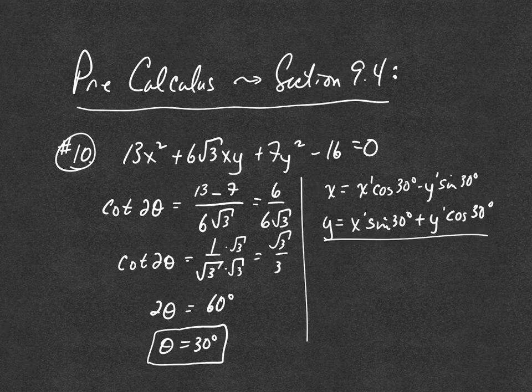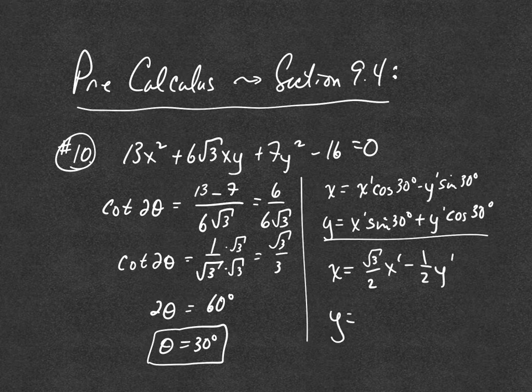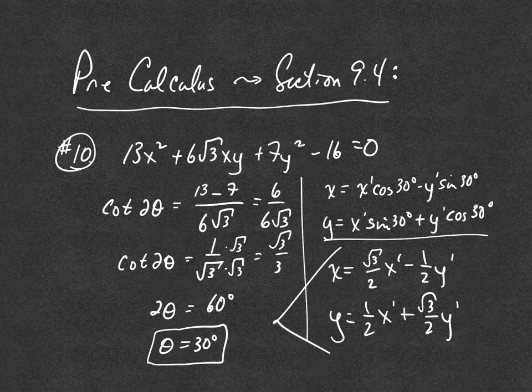And then to simplify each of these, we just go to our trig sheet, replace sine of 30 degrees with 1/2, the cosine of 30 degrees with the square root of 3 over 2. So wherever we see an x, we're going to replace that with the square root of 3 over 2 x prime minus 1/2 y prime. And wherever we see a y, we'll replace that with 1/2 x prime plus the square root of 3 over 2 y prime. Right, so here we have our angle of rotation, and we have our changes of variable.